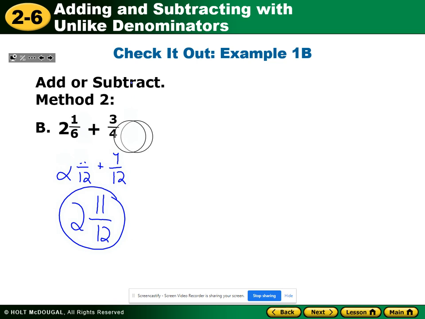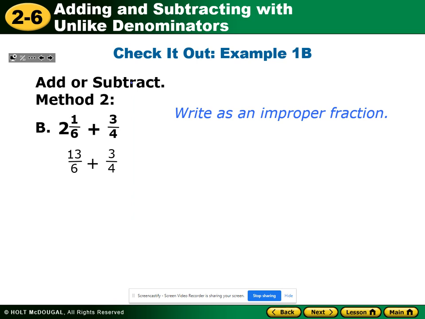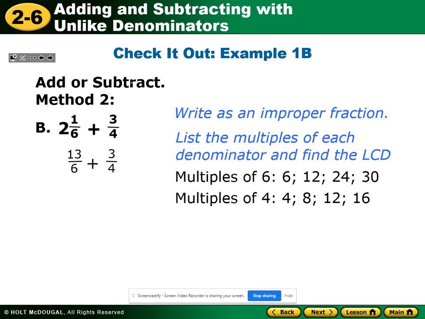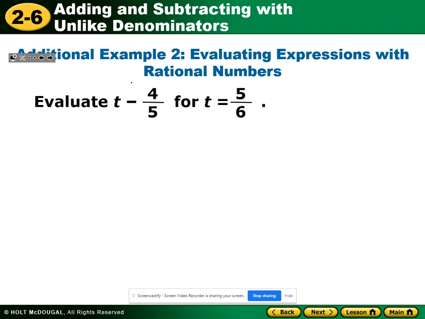They are going to switch it to an improper fraction first. I don't think that's necessary, but if you do, go ahead. Notice they changed it to the improper fraction. They'll still get the same answer. It's just you're going to have one more step in there. 26 over 12 plus 9 twelfths equals 35 over 12. Then we turn it around and we go 2 and 11 twelfths.